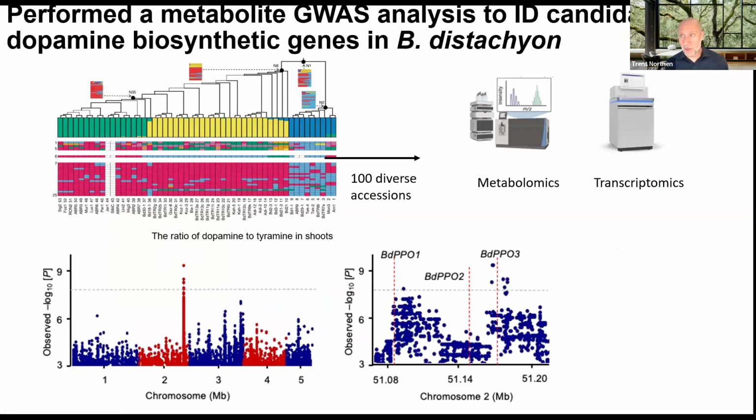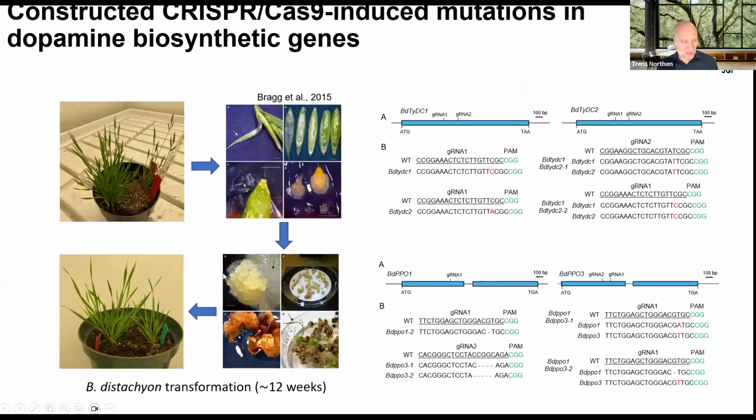So we decided to do a metabolite GWAS study, where we took 100 different accessions, did exudate analysis, and then looked for genes that were associated with the abundance of dopamine. We found that on chromosome 2, there were multiple different genes, all within the same region, that were correlated with the abundance of dopamine. So that was neat. And this took forever, as you can imagine.